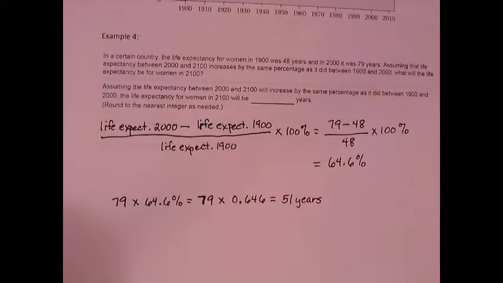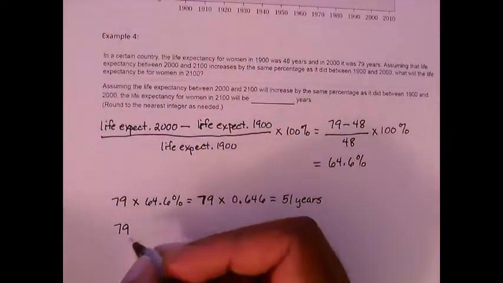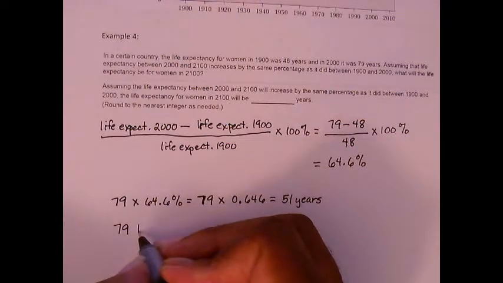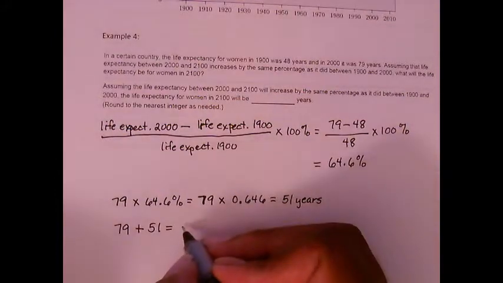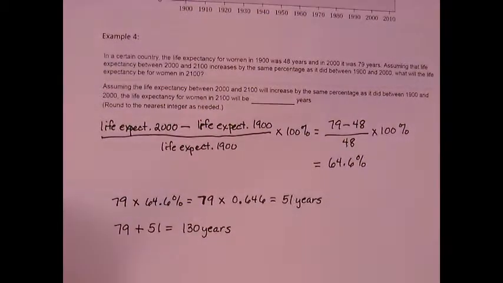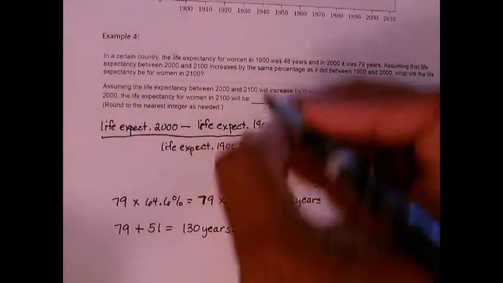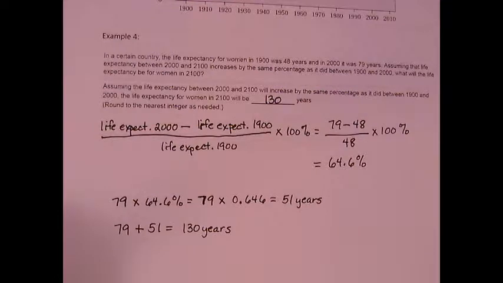That represents the increase in a woman's life expectancy. So to find the life expectancy for women in 2100, we take that 79, which was the life expectancy in 2000, and add that to the 51 years. This will give you 130 years. So the life expectancy for women in 2100 would be 130 years.